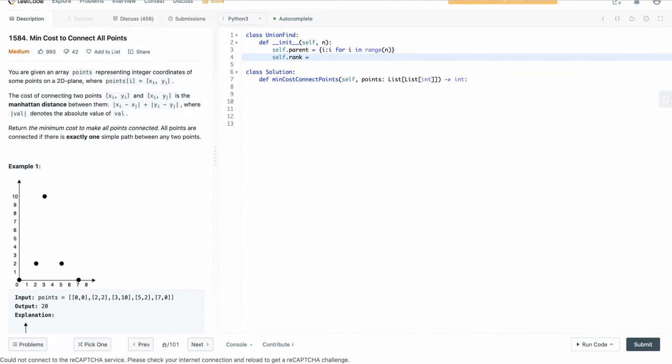We're going to write union find using path compression and union by rank. Each parent will equal itself in the very beginning, and the rank will all equal 1 in the very beginning.